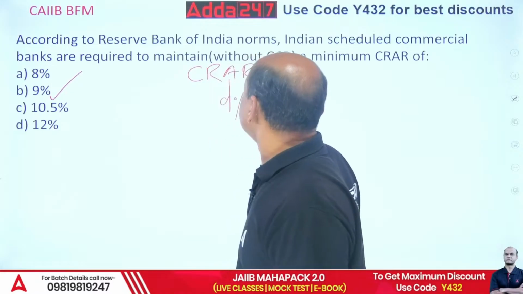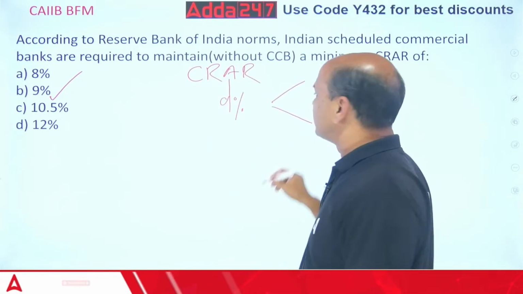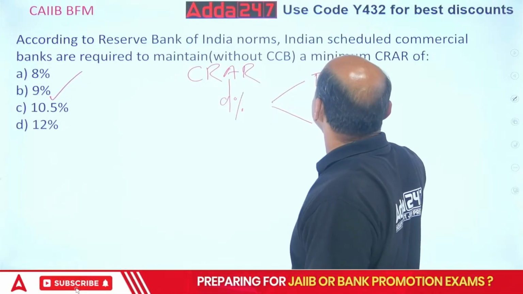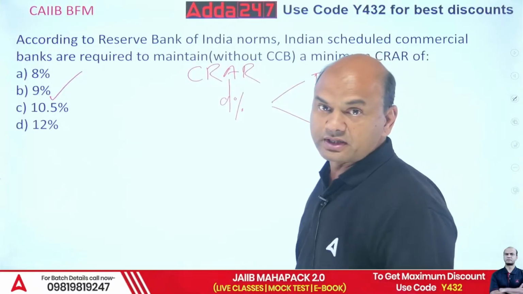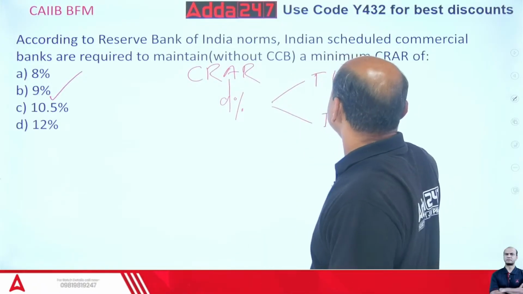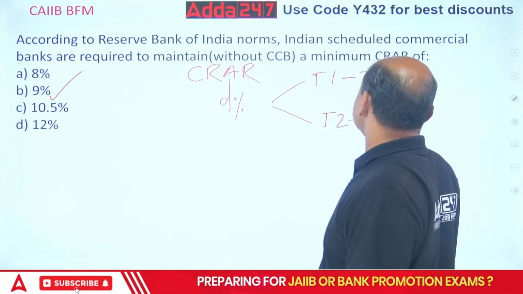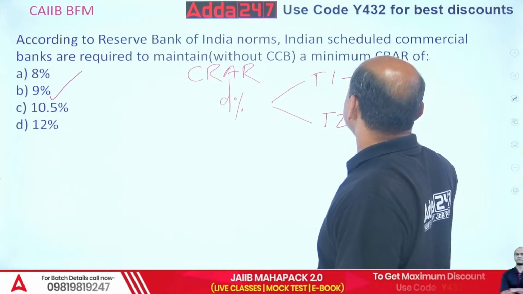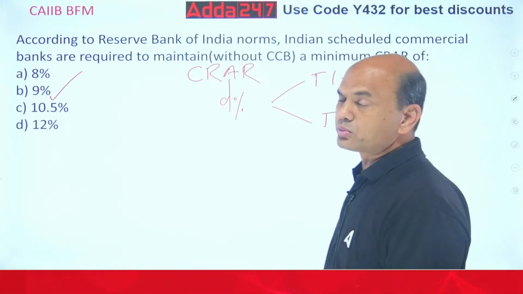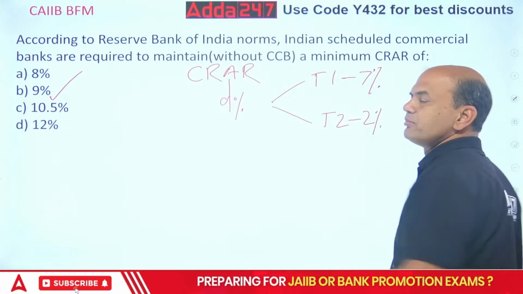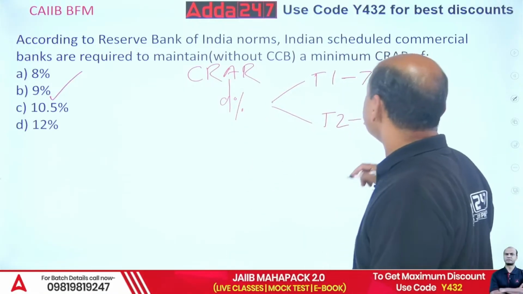This 9% is broken into two parts. Okay, tier 1 and tier 2. Tier 1 is having CRAR of this 7%. Tier 2 is having a CRAR of 2%. So 7 plus 2, 9, right? This tier 1 is again broken into two parts. See, this is as per RBI. Basel has a different provision. Basel says 8%, okay, but RBI says 9.